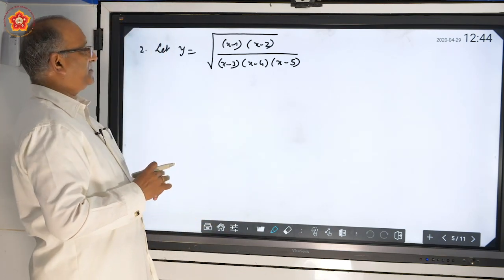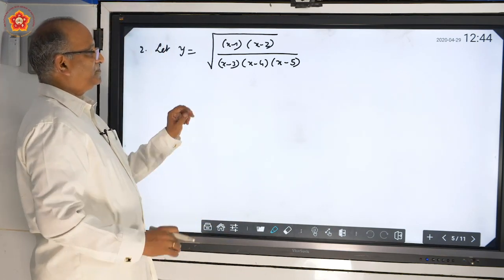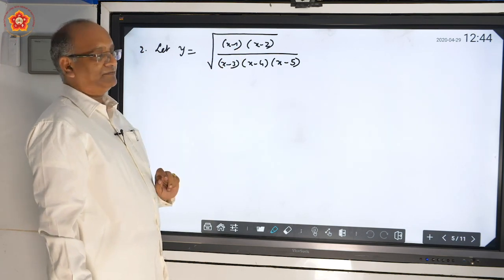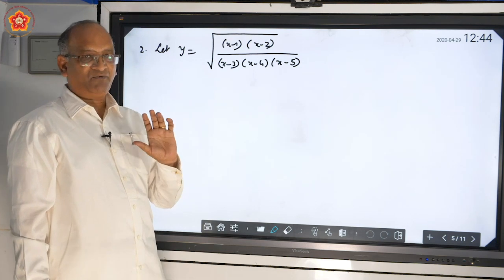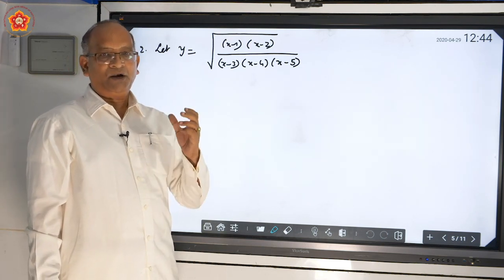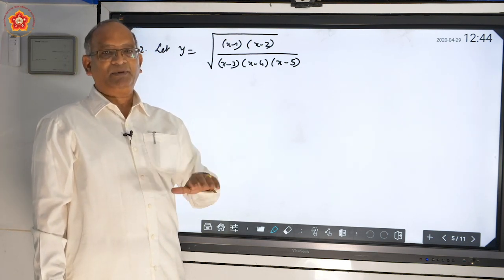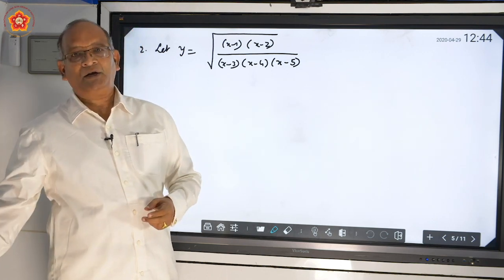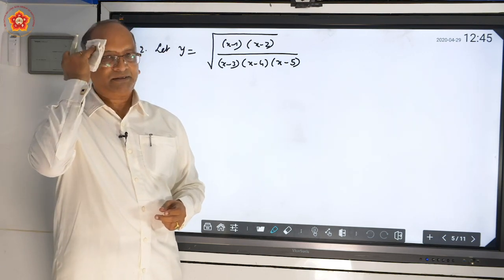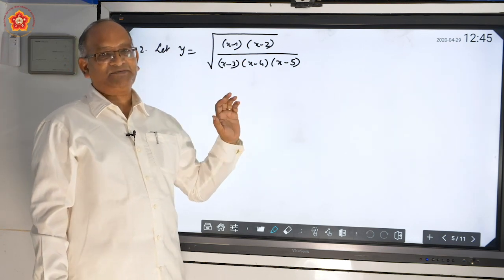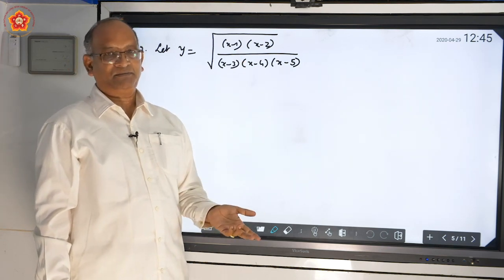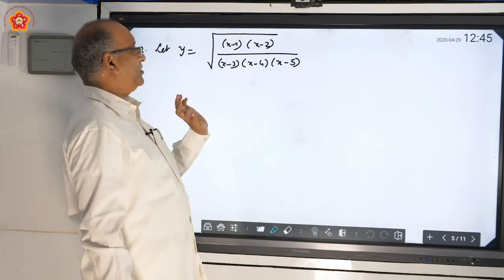Let us take up this particular problem. This problem has got quotient, product, and the square root. In fact, in one particular problem, in order to simplify it, you will be using all the three logarithmic formulae, that is log of product, log of quotient, as well as log of exponent. First we will use the exponent formula.